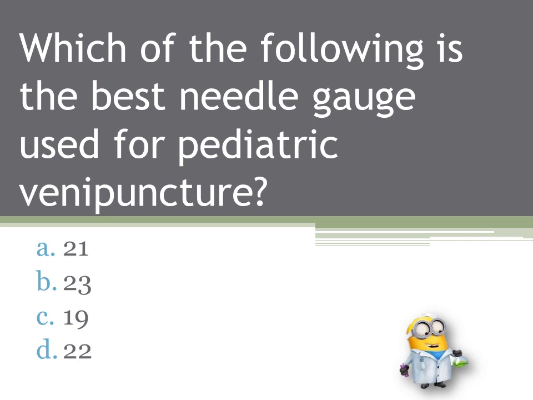Next, which of the following is the best needle gauge used for pediatric venipuncture? A. 21, B. 23, C. 19, D. 22. The correct answer is letter B. 23. Kapag wala sa choices ang 23, pero merong 22, 22 is your answer.